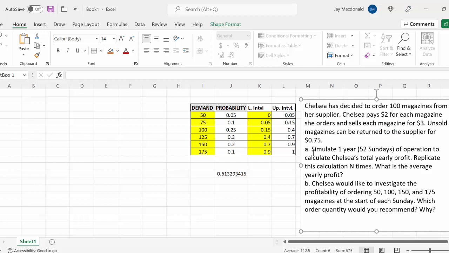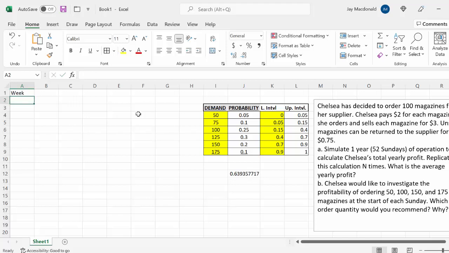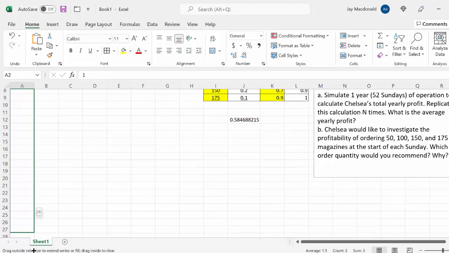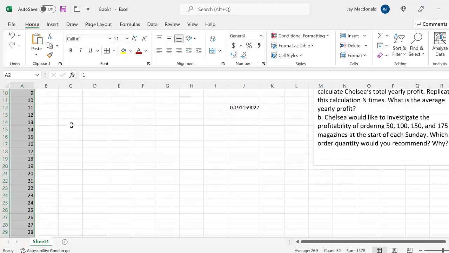Okay, so what they want us to do is simulate 1 year, so 52 Sundays of operation to calculate Chelsea's total yearly profit. Okay, let's do that then. Let's get 52 Sundays. So here we can have the weeks, right? So there'll be 52 weeks, right? And every week is landing on a Sunday when she's at the mall. And again, all I need is 2 for Excel to figure out the pattern. And then I could just hold down my mouse button, stretch it down to 52. There's 52 right there.